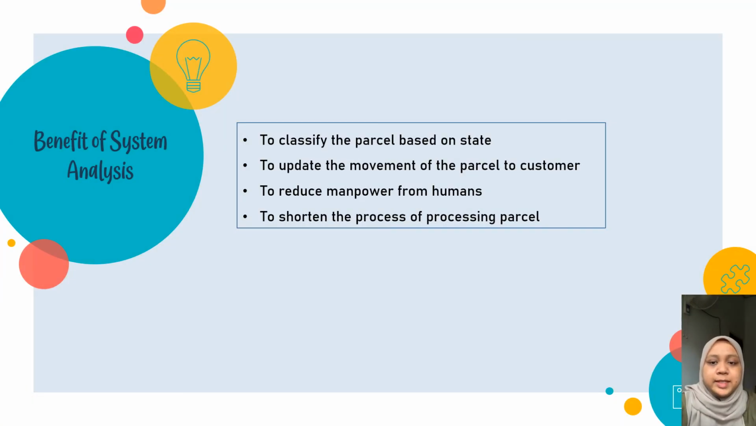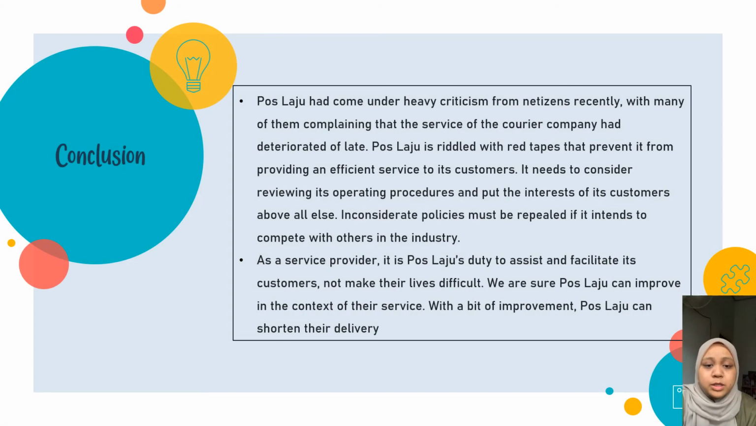The benefits of the system analysis are to classify the parcel based on the state, to update the movement of the parcel to the customer, to reduce human manpower, and to shorten the process of processing parcels. So for the conclusion, as you can see, Pos Laju is the biggest carrier in Malaysia, but the big demand for this service may affect the quality of the service. We are sure Pos Laju can improve their service. With a bit of improvement, Pos Laju can shorten their delivery. Okay, so that's all for me. Thank you.